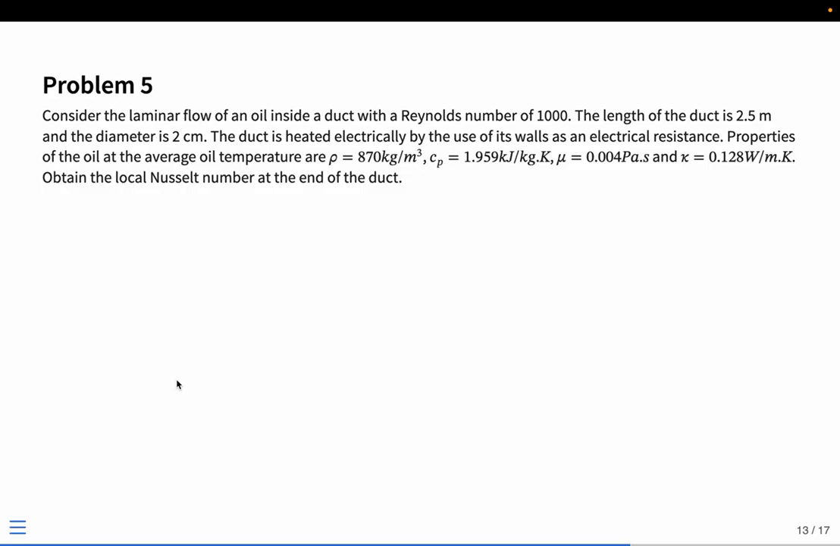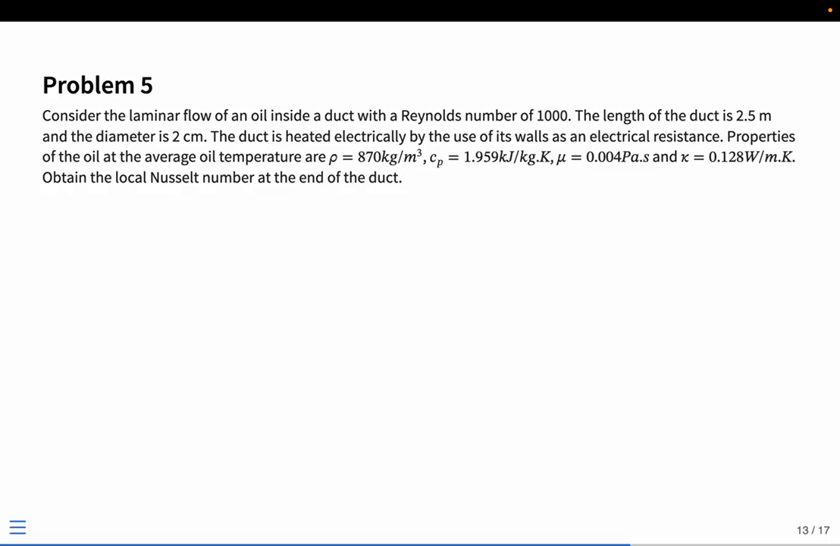This is also a straightforward one. Consider the laminar flow of oil inside a duct with Reynolds number of 1000. The length is 2.5 meter and diameter is 2 centimeter. The duct is heated electrically by use of its wall as an electrical resistance. Because it is electrically heated with some heater, you can assume it to be constant heat flux.